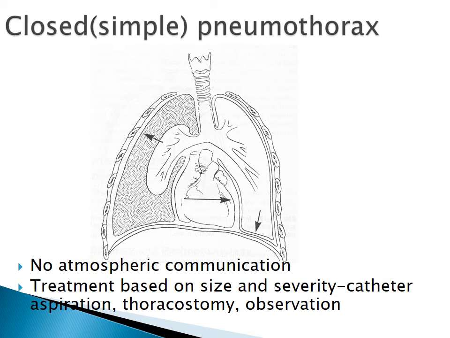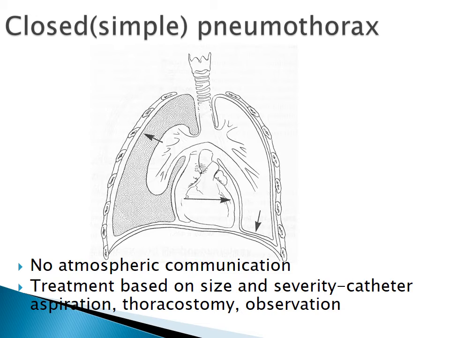So, simple pneumothorax, basically there's no communication between the inner thoracic space and the outside. You have a collapsed lung. It happens spontaneously in young men often. Sometimes it happens spontaneously, sometimes it happens because of some kind of traumatic event, somebody comes in with a pneumo, and we know about it.